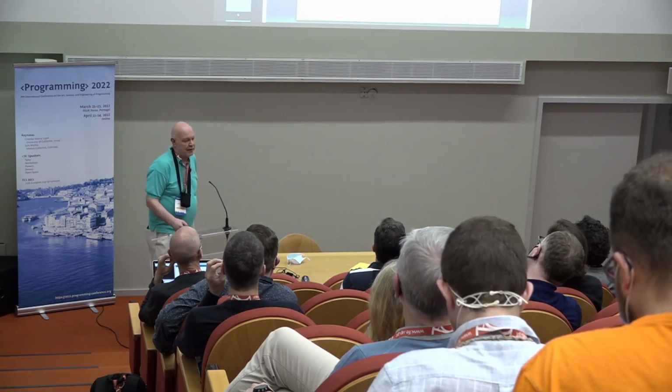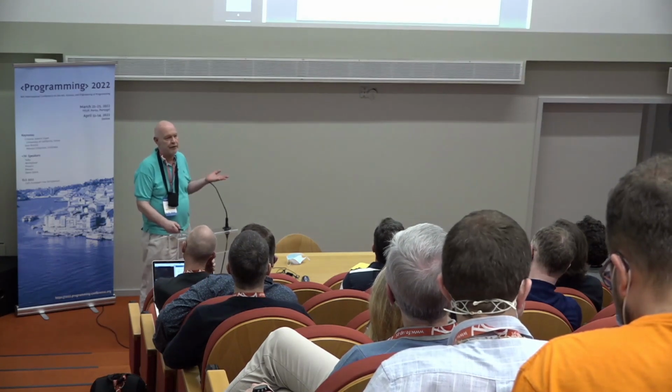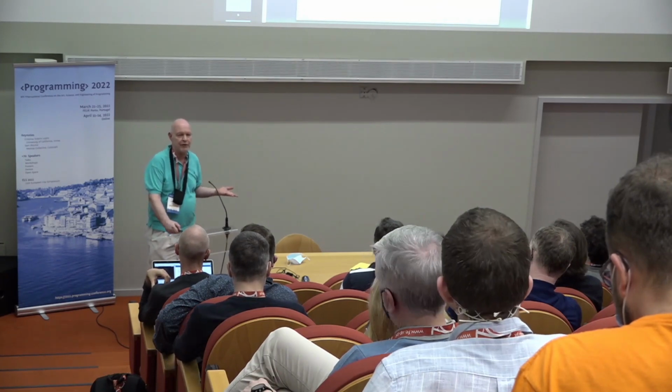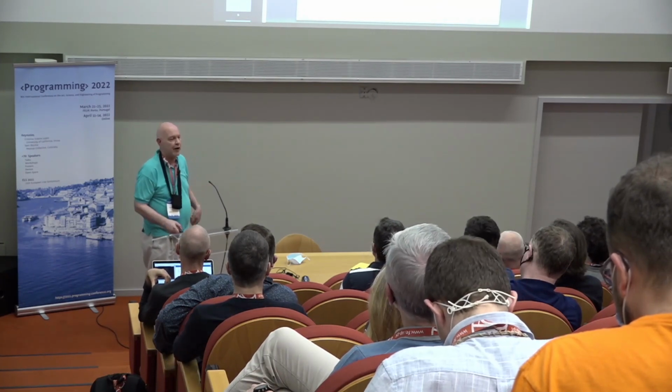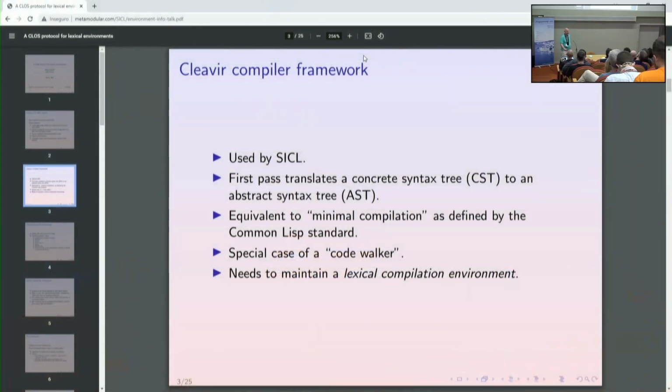So the first pass of the compiler translates what we call CST, a concrete syntax tree, which is basically just an S expression wrapped into standard objects. It translates that to an abstract syntax tree. And that phase is basically the same as the minimal compilation that's required by the Common Lisp standard.